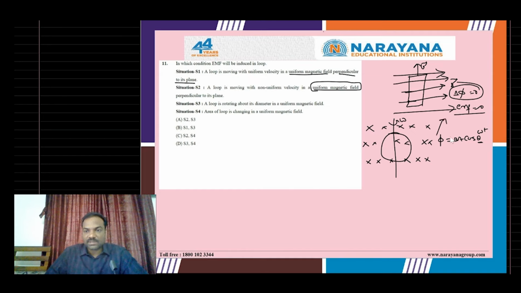When flux value varies, then EMF will not be equal to 0. Some EMF will be induced. So in situation 3, you will find some EMF, whereas in situation 4, area of loop is changing in a uniform magnetic field. As area changes, flux value changes, then definitely EMF will be induced, which is not equal to 0. That means in situations 3 and 4, you will find some EMF. So the correct answer would be D.